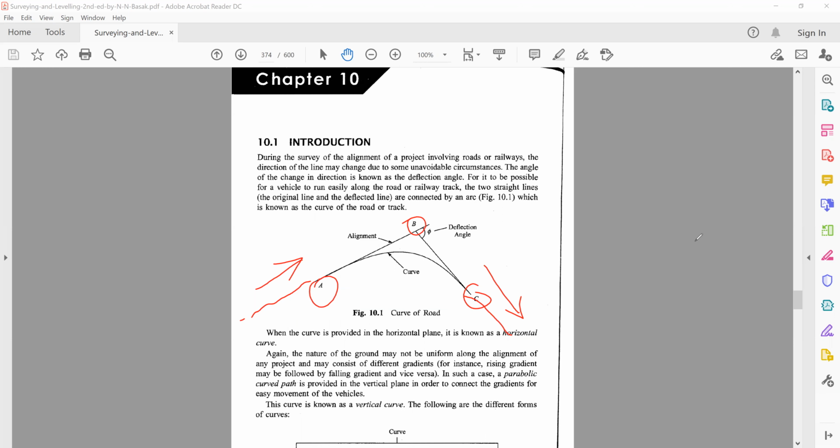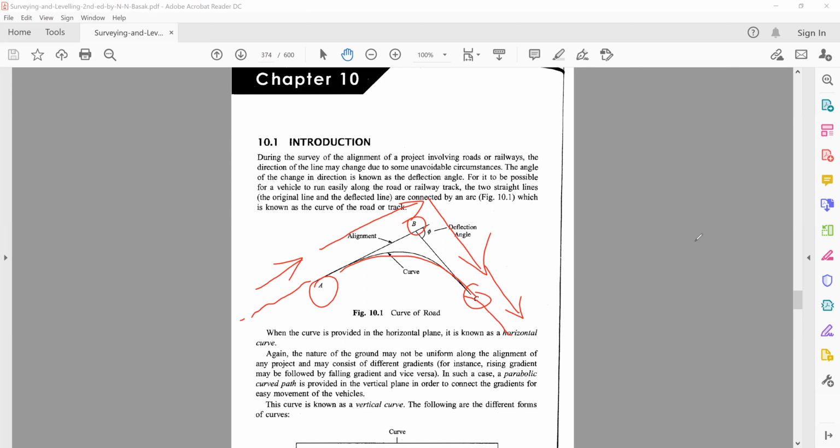Now, if you extend these lines, they intersect at this point B. So if there weren't a curve, what would happen? You would travel from here to here, and then you would have to go at 90 degrees or any other angle, which is very sharp. So in order to avoid that, what we do is that we join the two points using a curve.